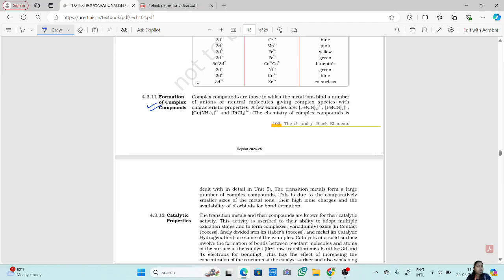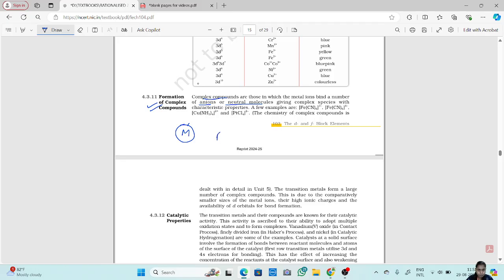As I told you, the first transition series of this chapter is very important, basically because they are able to form a large number of complex compounds. Now what are complex compounds? Complex compounds are those in which metal ions bind a number of anions or neutral molecules giving complex species with characteristic properties. So a complex compound means there is a central metal atom, and surrounding that central metal atom there are anions or neutral molecules which attach to it.